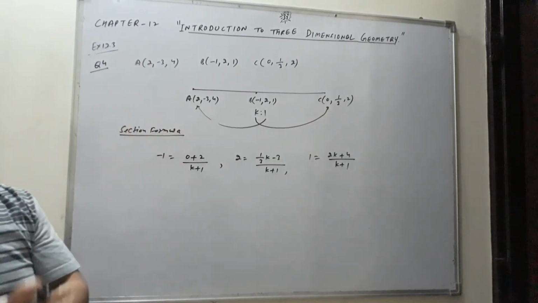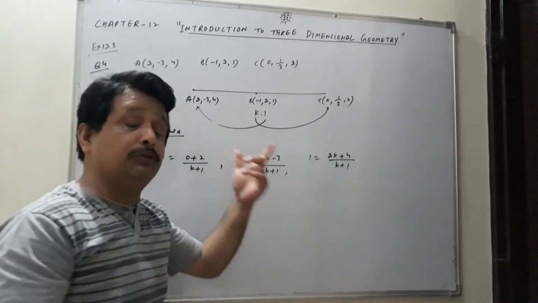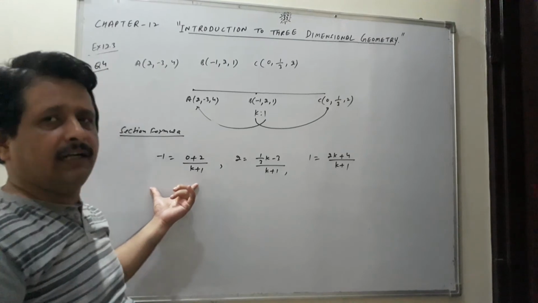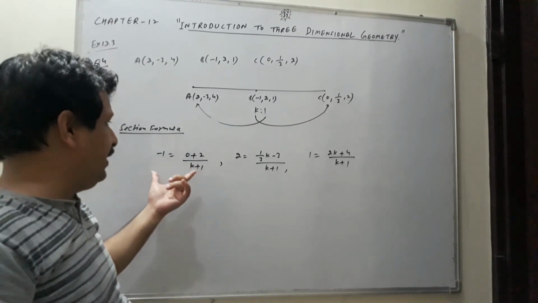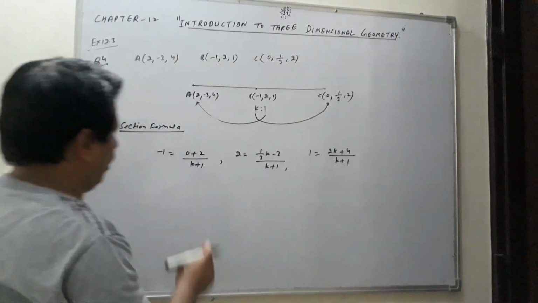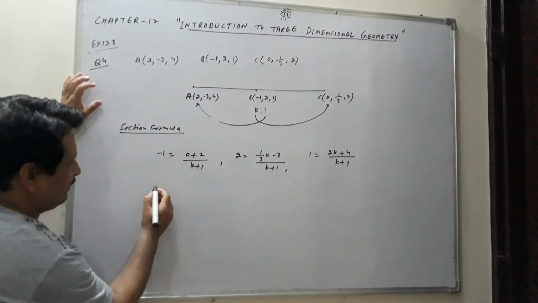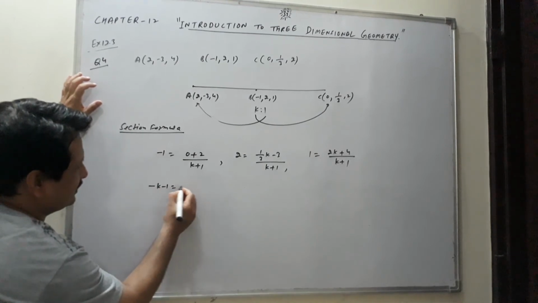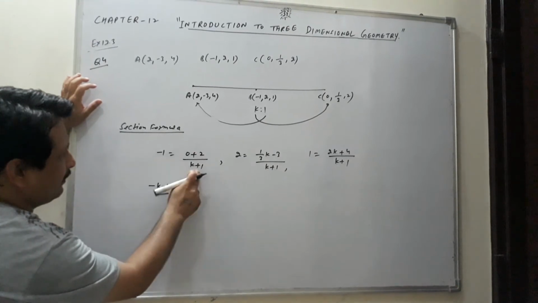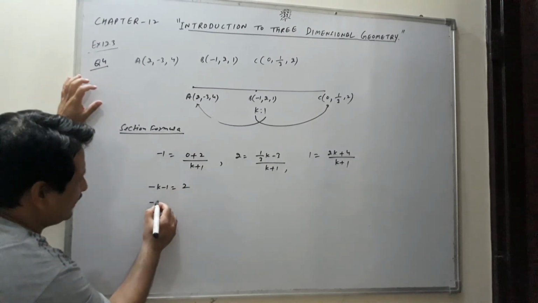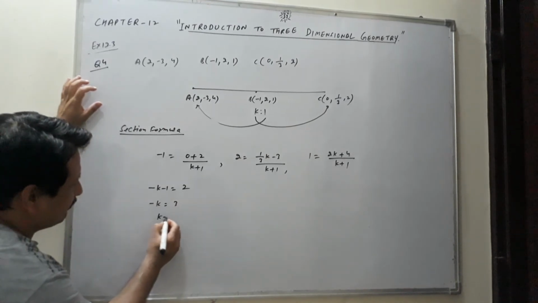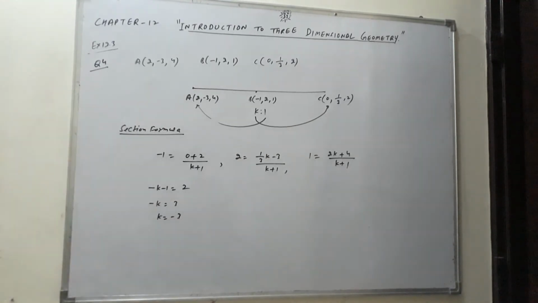If the ratio comes out the same, then we can say that by using the section formula, whatever value of k I get from the first part, second part and third part is the same. How will it come? Let us cross multiply. It will come as -k - 1 equal to 2, so -k equal to 3, and k will be equal to -3.